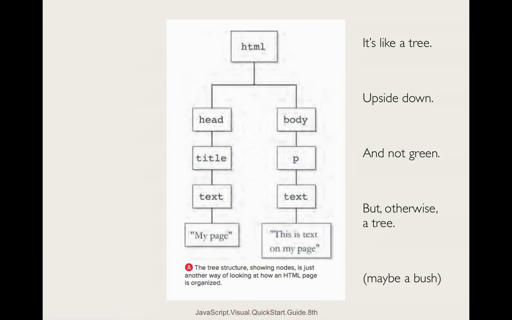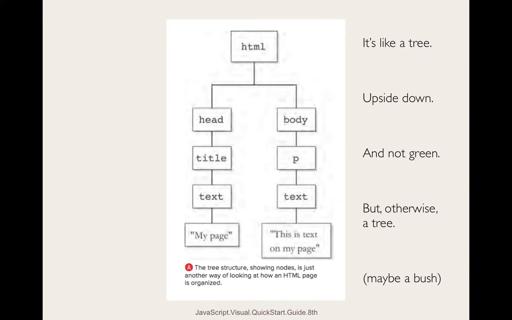Let's talk about the DOM. This is movie number 3 of 3 for this week, and we just need to dive a little bit deeper. If you remember, the DOM is kind of like a tree, but it's upside down. It's not green, but otherwise just exactly like a tree, maybe a bush. But basically you have parented elements that have children elements, and it resembles a kind of hierarchy.